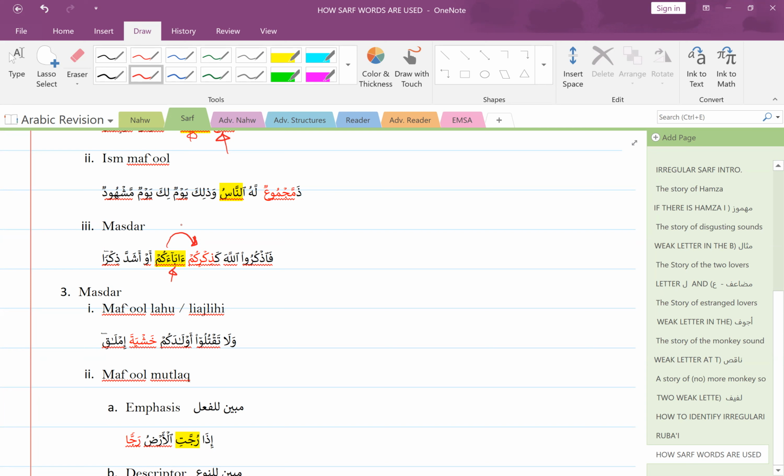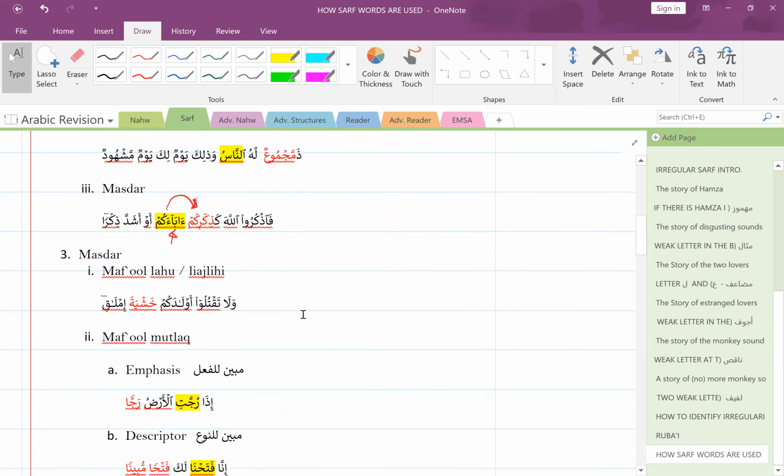So again, you can also ask yourself, okay, what is this aba'u answering? When you figure that out, it will tell you it's a maf'ul bihi or it's a fa'il. And then you can know if the masdar is actually doing a job there.